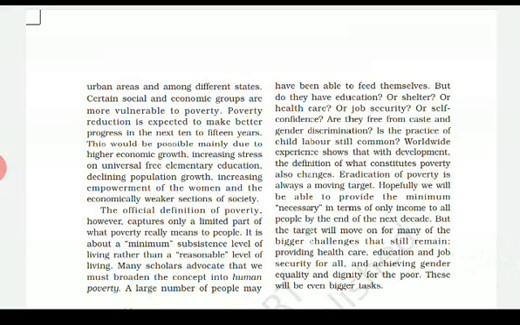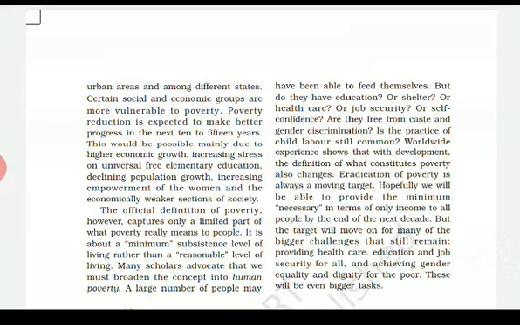Is the practice of child labor still common? Worldwide experience shows that with development, the definition of what constitutes poverty also changes. So the focus should be on a reasonable level of living rather than the minimum subsistence. Eradication of poverty is always a moving target. Hopefully we will be able to provide the minimum necessary in terms of income to all the people by the end of the next decade. But the target will move on for many of the bigger challenges that still remain.